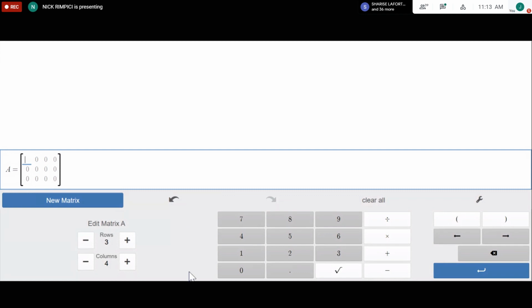So I'm going to put everything in there. Let me look back. The first row was 3, -4, 2, 7. So 3, -4, 2, 7. That's the first row. The second row, 9, 3, 0, 3.